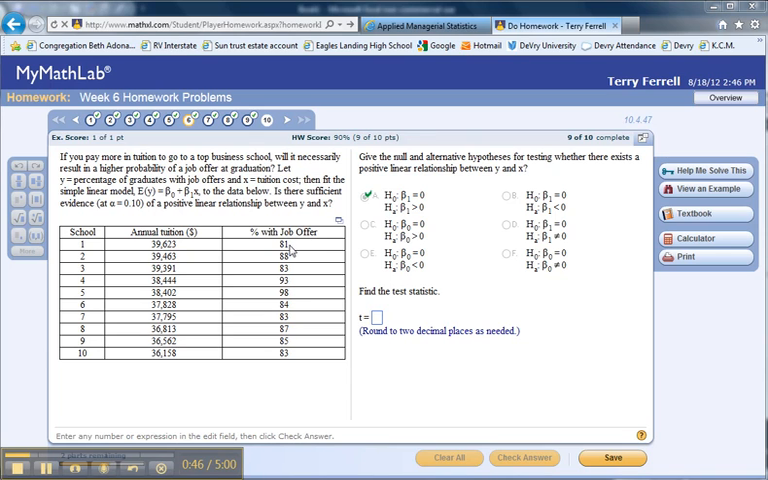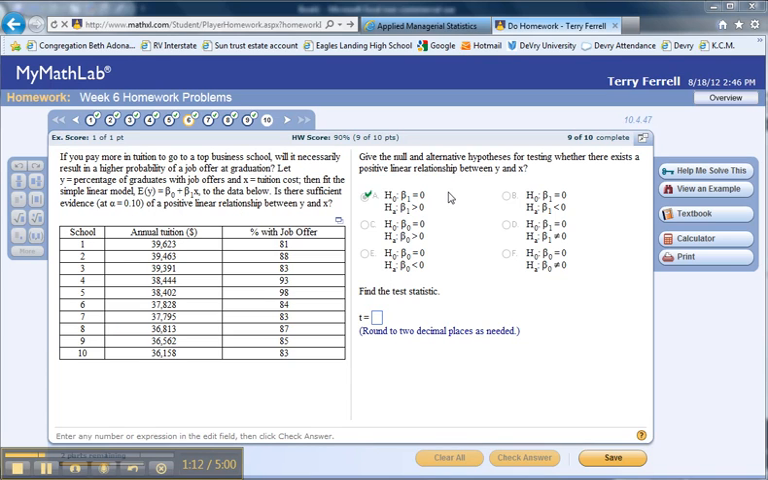So here we're going to first write out our null and alternative. Remember, in this case, we want to make sure there's a positive linear relationship, so my slope will be positive. Beta 1 is slope. So we want to provide evidence to support the claim that beta 1 is positive, beta 1 is greater than 0. That's your claim. Your null always shows equality, so it's just the opposite.